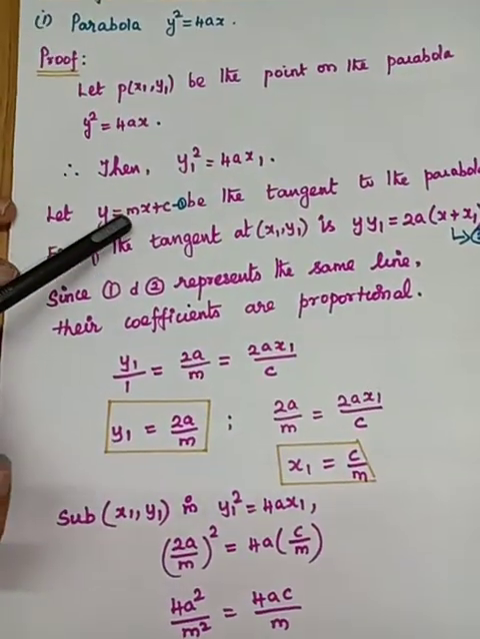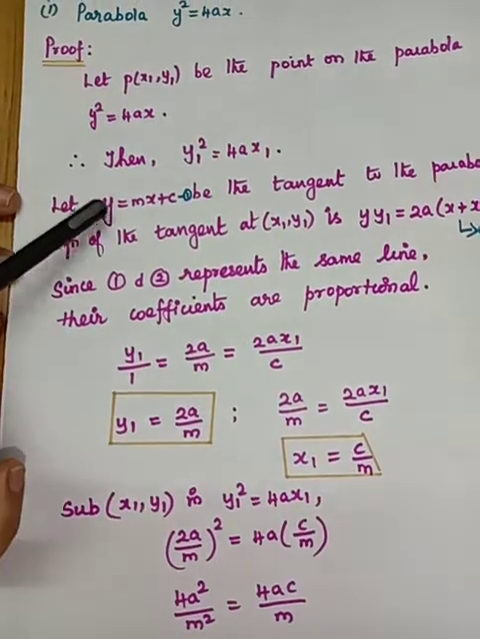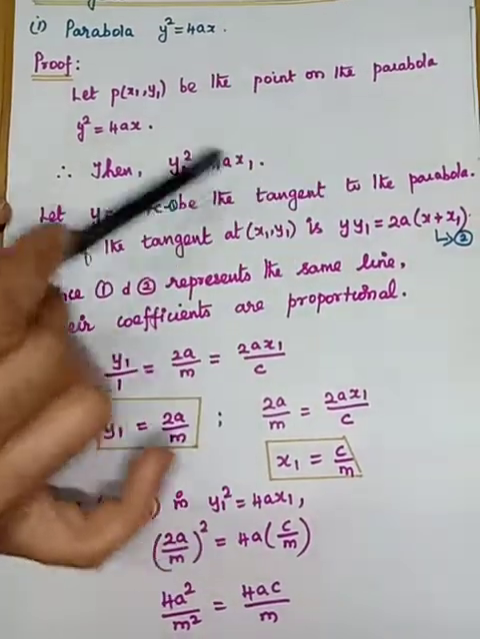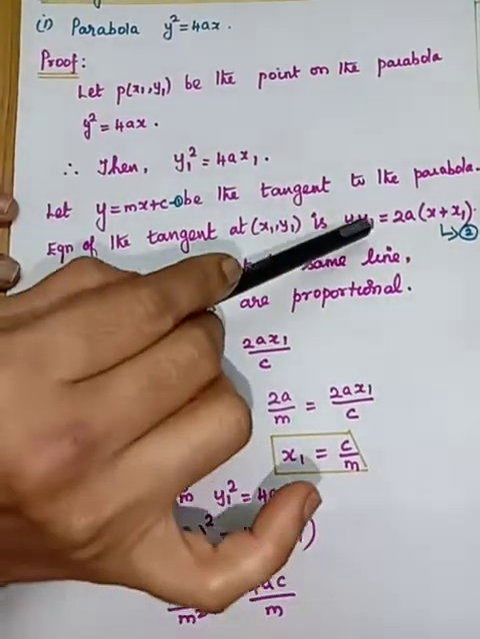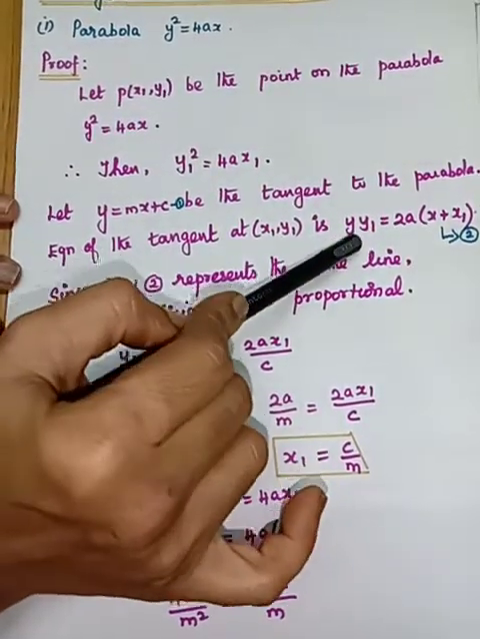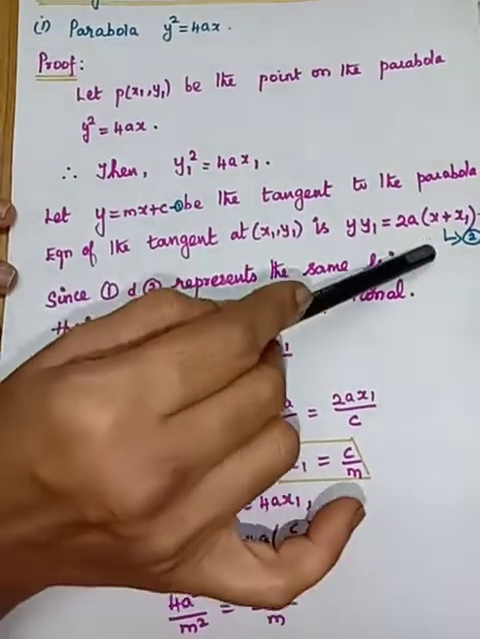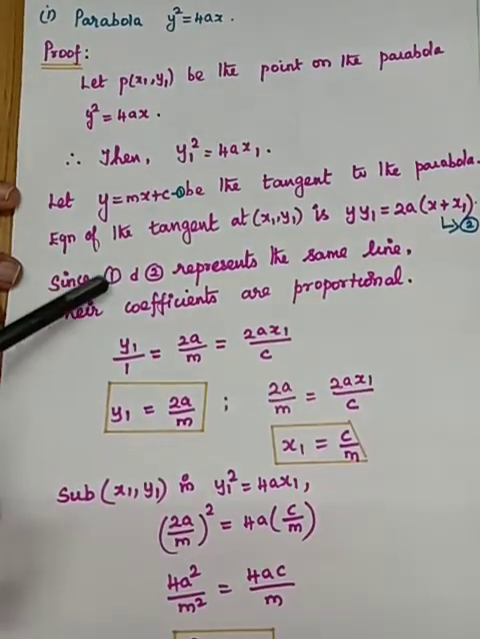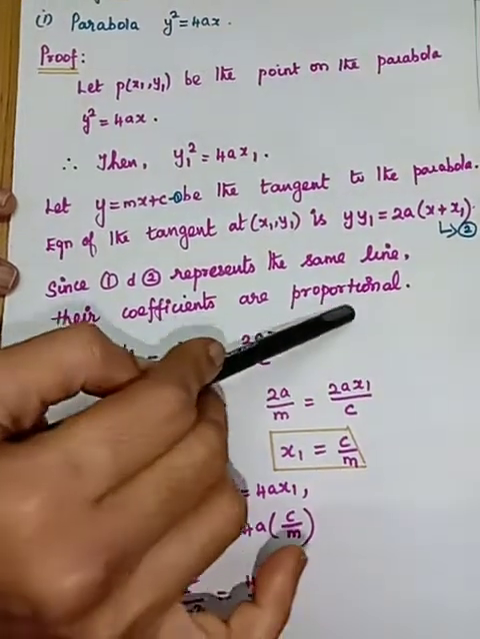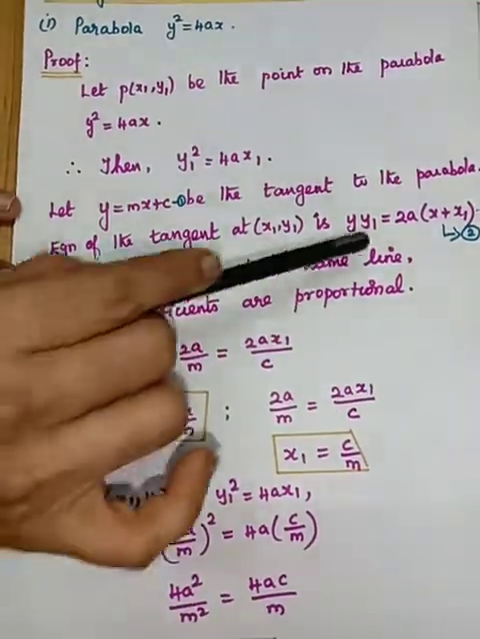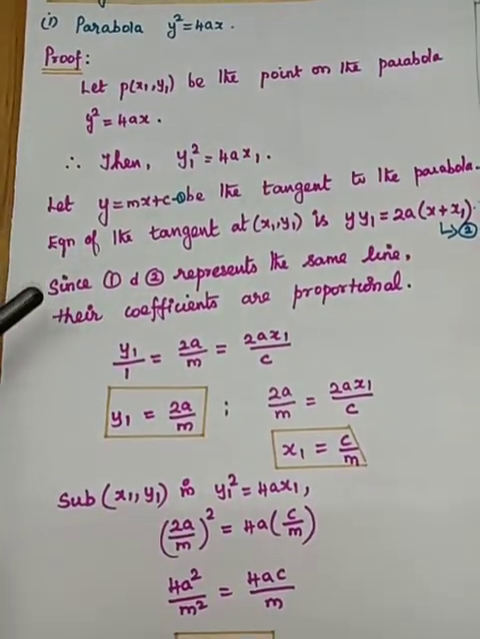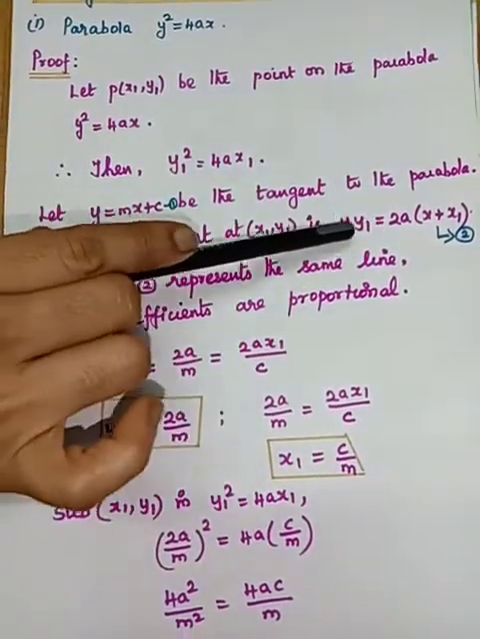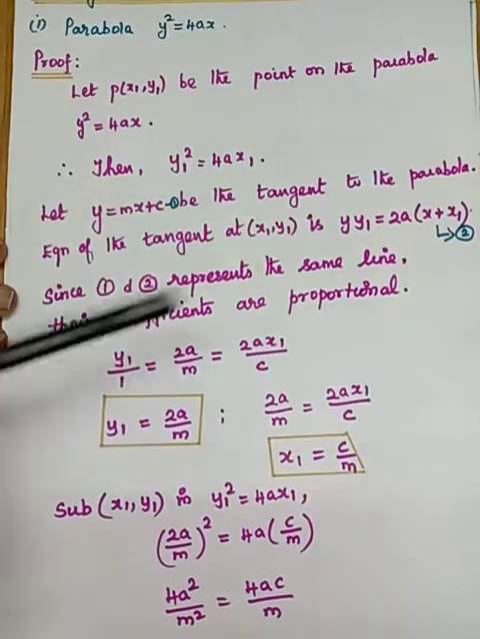Look at the first equation. We have assumed y = mx + c, the straight line, is a tangent to the parabola. Here we have found the equation of the tangent at the same point. So both equations represent the same line, so their coefficients are proportional. So I am going to equate the coefficients. Here the y coefficient is y1.